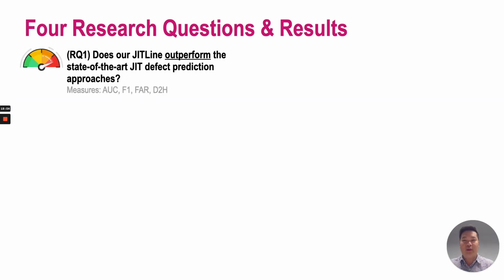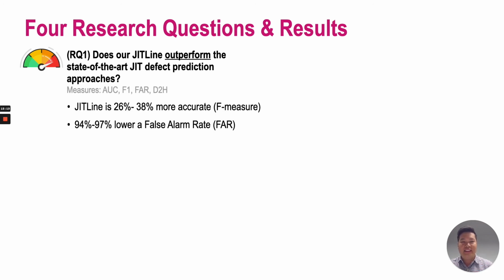We set out to investigate 4 research questions. First, we ask, does our JITLine outperform the state-of-the-art JIT defect prediction approaches? We found that JITLine is 26% to 38% more accurate than the state-of-the-art approach.